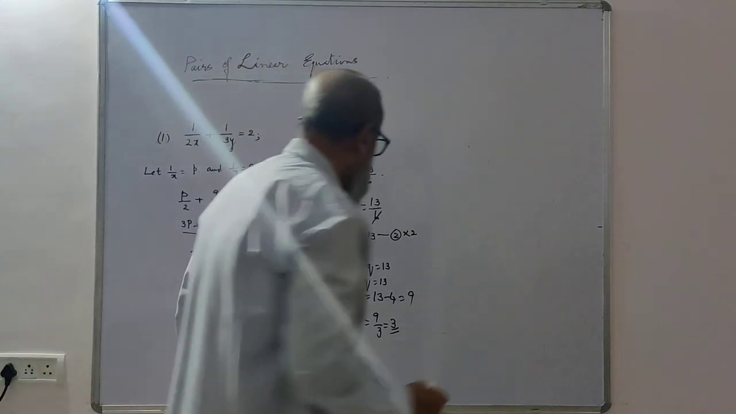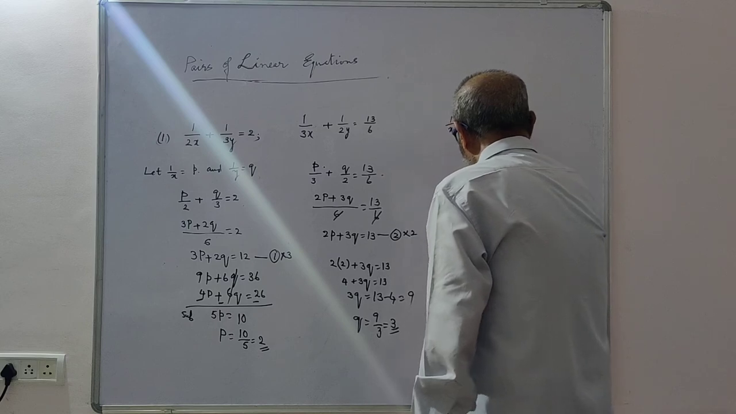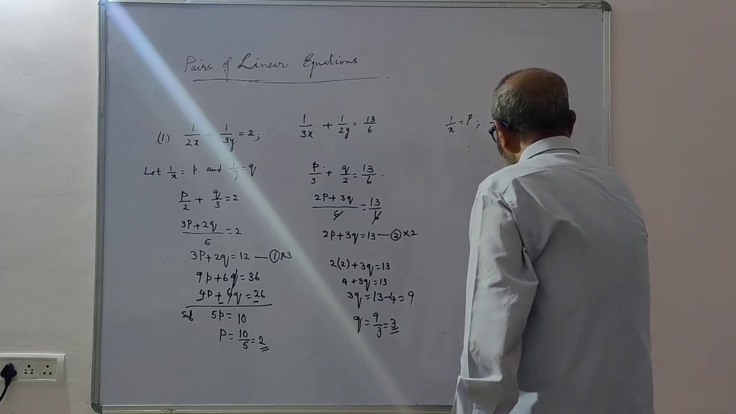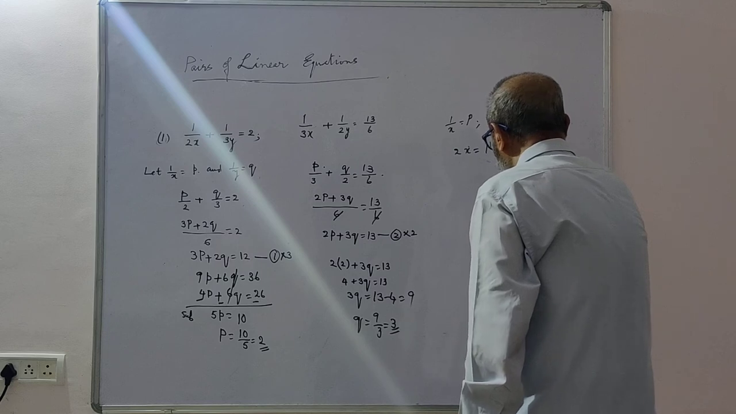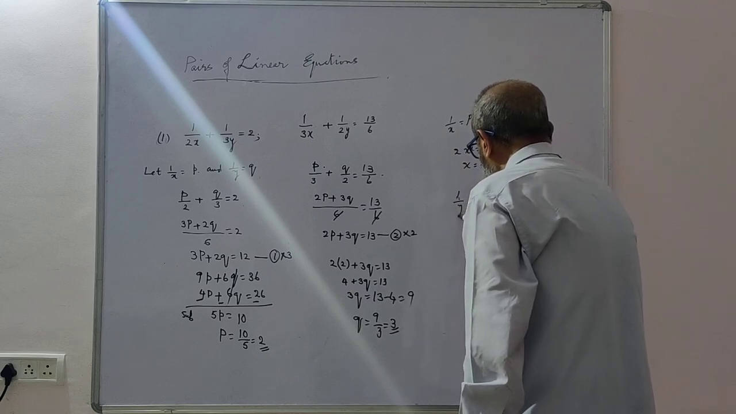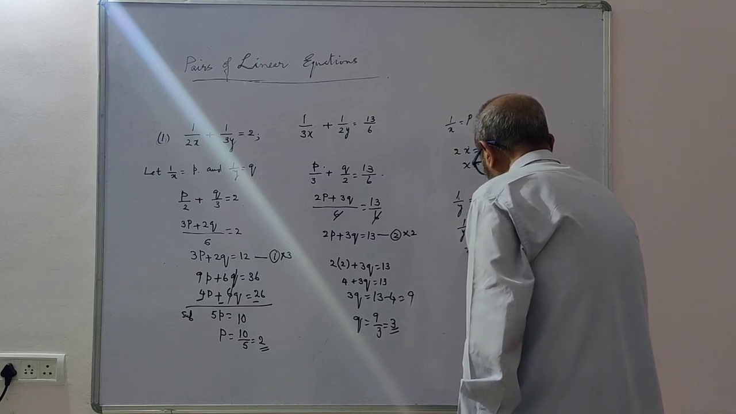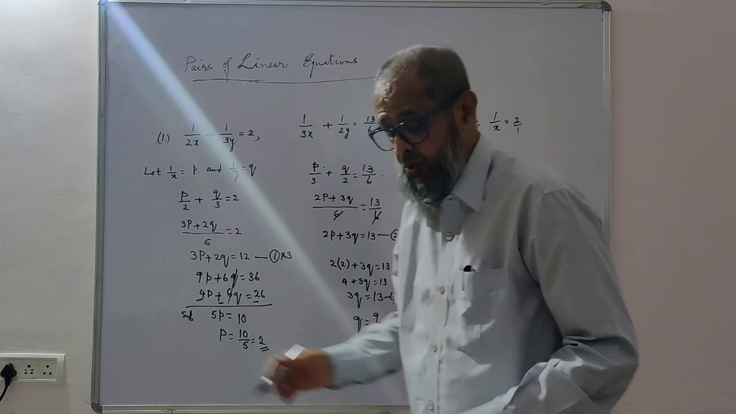Now we have to find out the value of x and y. 1 by x we have taken as p, so 1 by x is equal to 2. If you cross multiply, x into 2 is 2x is equal to 1 into 1. So x is half. Similarly, 1 by y is equal to q, which we have got as 3. So 1 by y is equal to 3, so 3y is equal to 1, or y is equal to 1 by 3. So the solution is x is equal to 1 by 2 and y is equal to 1 by 3. That is how it is to be solved.